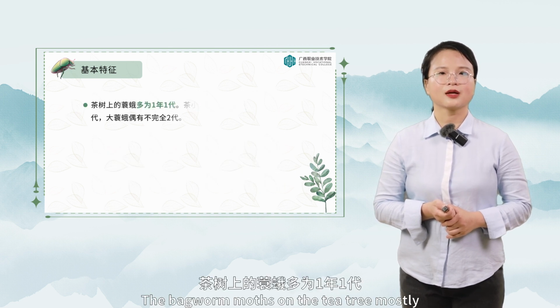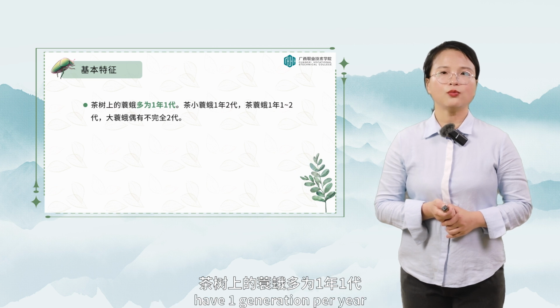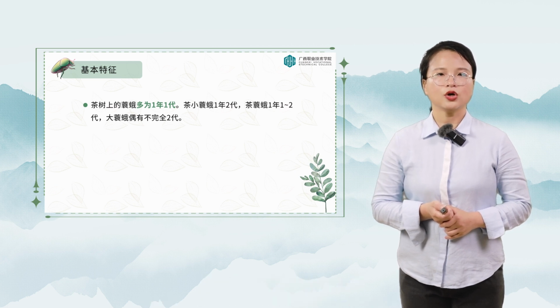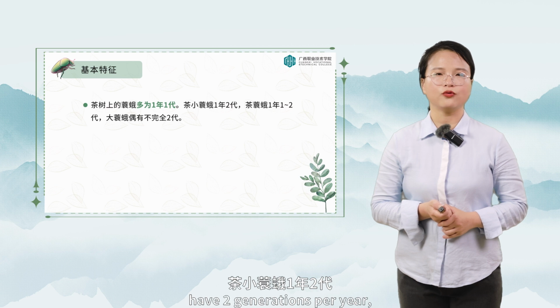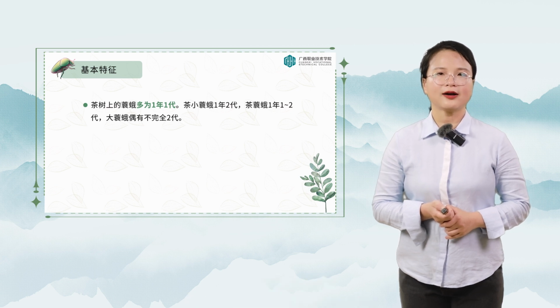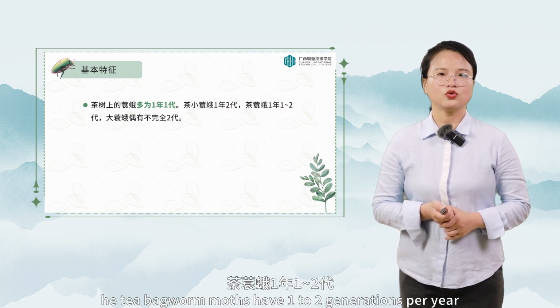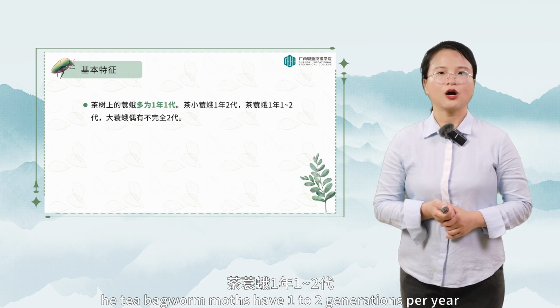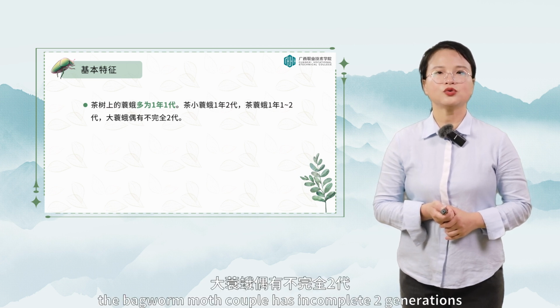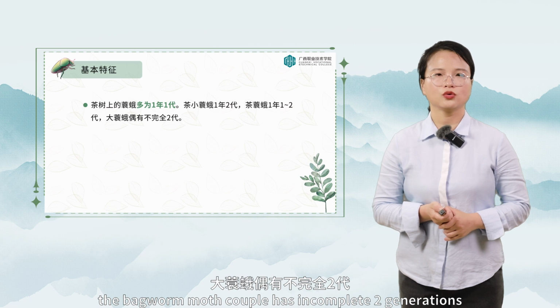The bagworm moths on the tea tree mostly have 1 generation per year. The tea small bagworm moths have 2 generations per year. The tea bagworm moths have 1 to 2 generations per year. The bagworm moth couple has incomplete 2 generations.